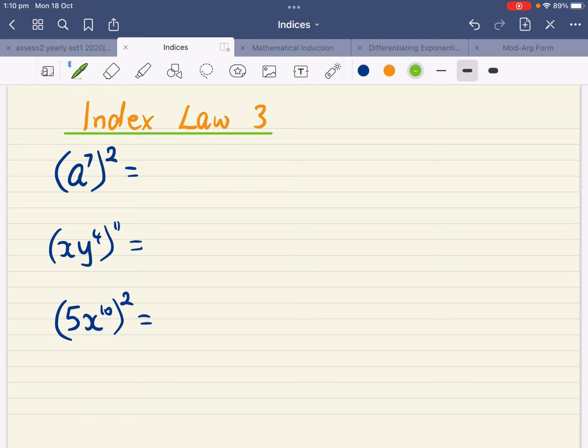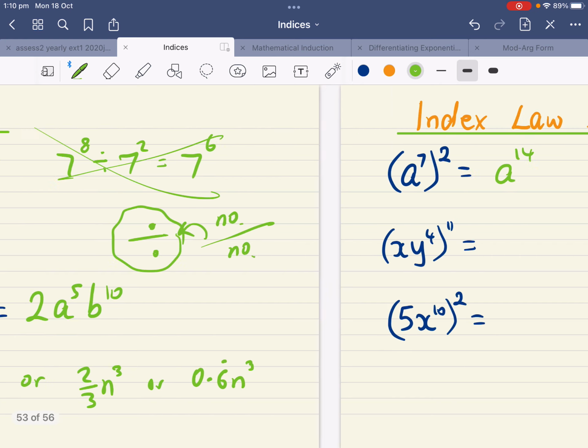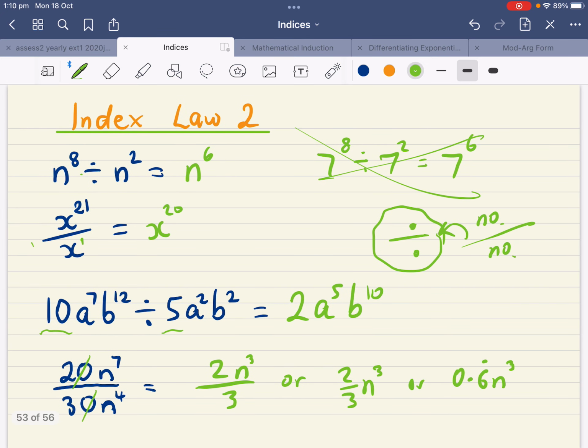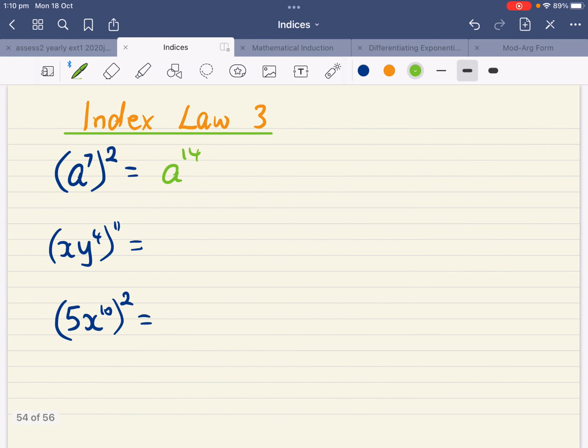Index law number 3, this was the power of a power one. So the base stays the same and the two indices multiply. Okay? So when multiplying, they add. When dividing, they subtract, or minus. And when you have the power of a power, this is when the two indices multiply together. So this one here, there's two different bases. So again, the multiplications just work individually. So 1 times 11, move on to the y, 4 times 11, and you end up with your answer.